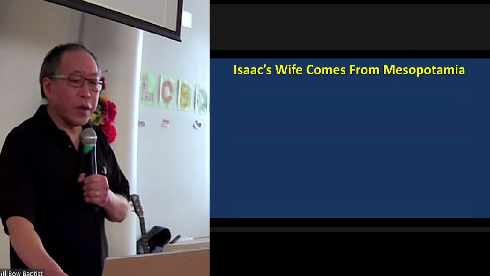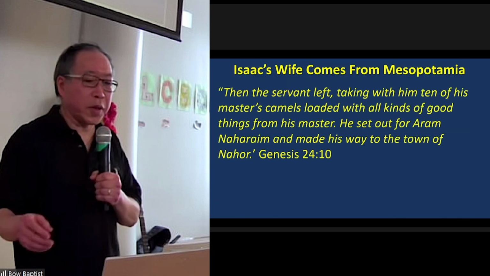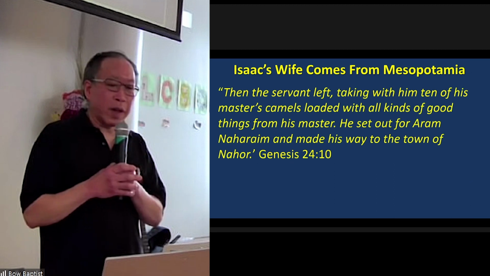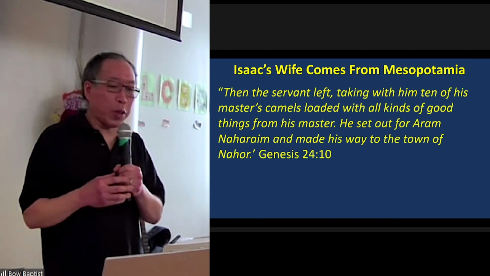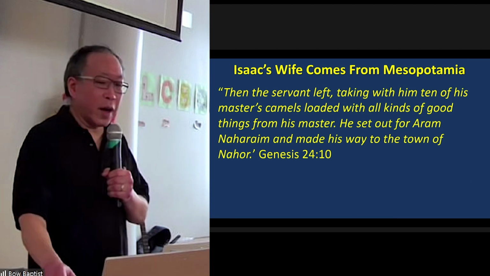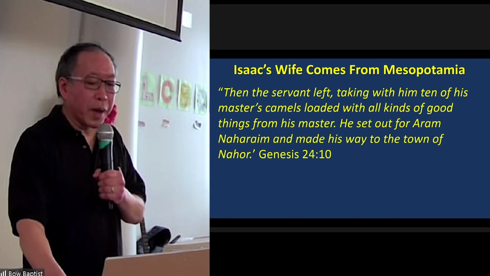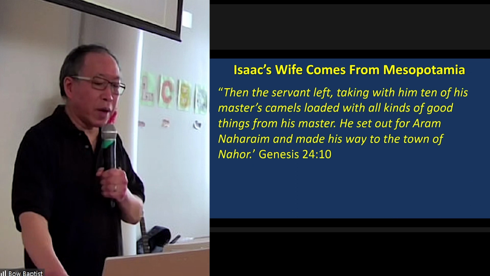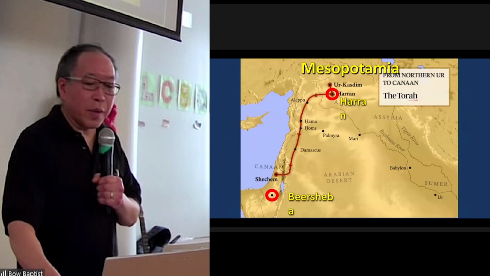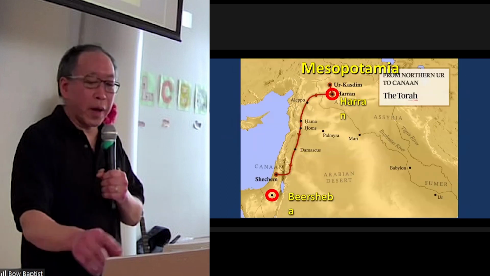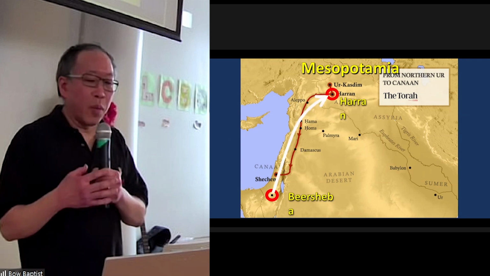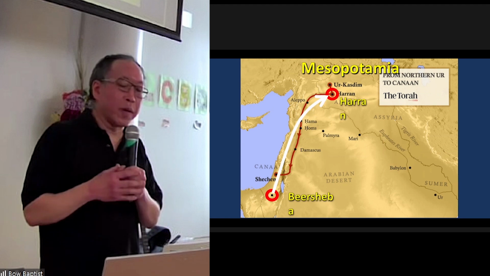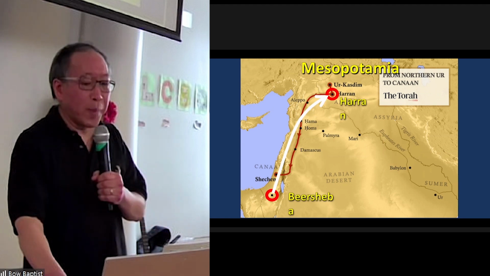The second one is when Isaac's wife comes from Mesopotamia. "Then the servant left, taking with him 10 of his master's camels, loaded with all kinds of good things from his master. He set out for Aram Naharaim and made his way to the town of Nahor." And so we see that he starts out, again, down south, where he starts in Beersheba, and works his way all the way up to Haran, all the way back into Mesopotamia.